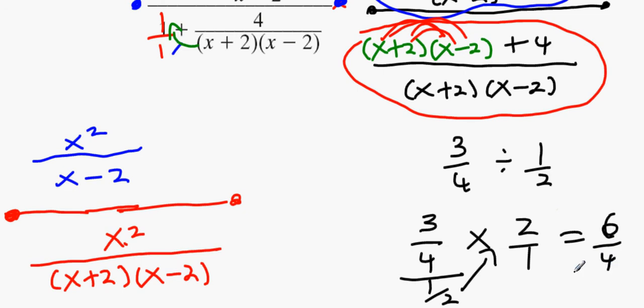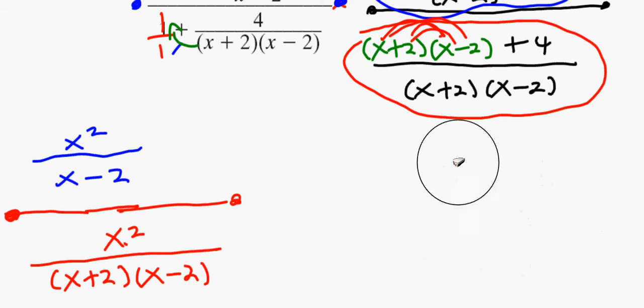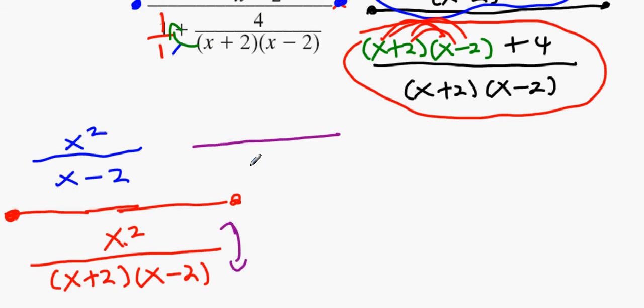So we do the same thing here. What we do is we bring the red one to the top and turn it upside down. So turn the red one upside down, and what happens is this. It's going to turn into the purple one here. Turn it upside down and bring it to the top. X squared ends up on the bottom. X plus 2, x minus 2 ends up on the top. Okay, then we can just rub out this bottom part here.